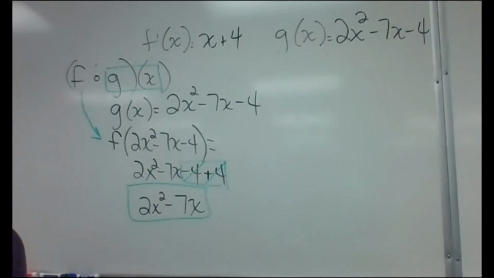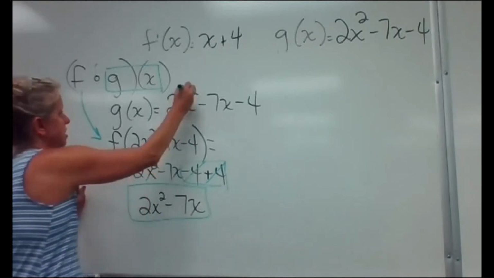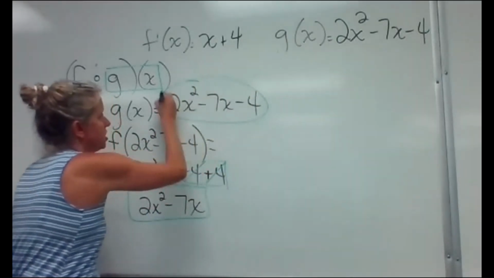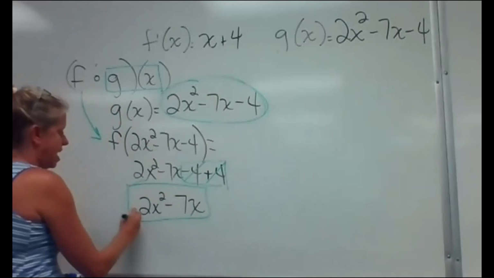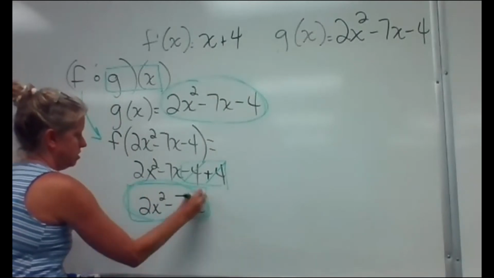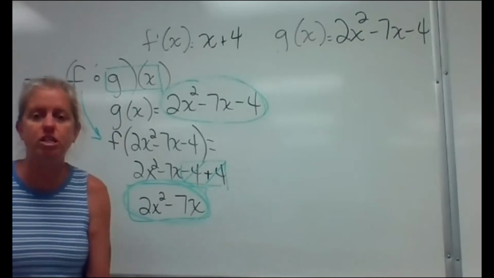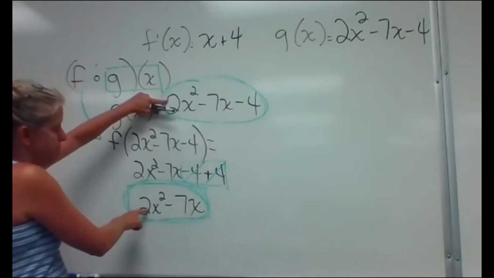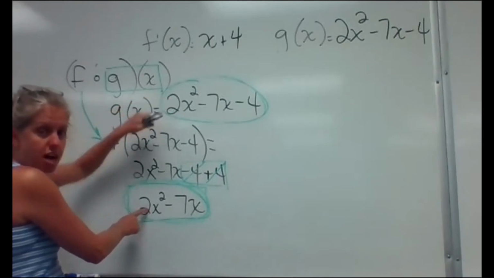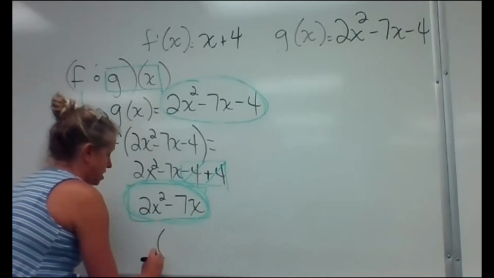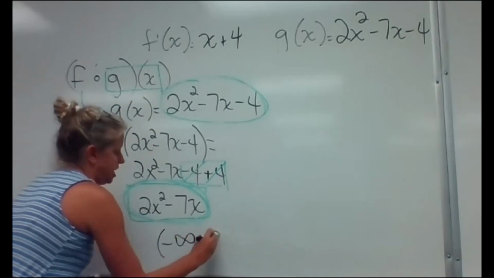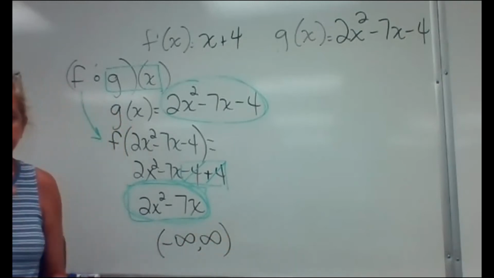When it's asking you what the domain is, remember, you're looking for restrictions in two spots. The first part of the answer and the final answer are the two places that you're looking for restrictions. Neither one of them have fractions, so there's not any restrictions. So once again, the domain of this one is negative infinity to positive infinity.